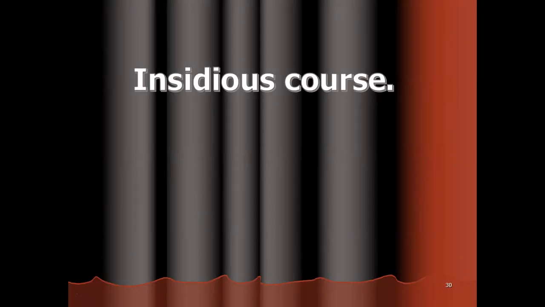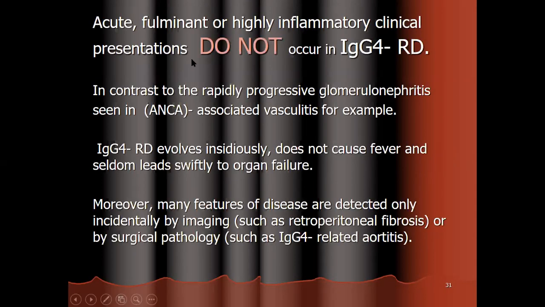One of the main features of the disease is insidious course. Acute, fulminant, or highly inflammatory clinical presentations do not occur in IgG4-related disease, in contrast to the rapidly progressive glomerulonephritis seen in ANCA-associated vasculitis, for example, or the catastrophic presentation of antiphospholipid syndrome. So if the presentation is catastrophic or rapidly acute and fulminant, this is unlikely. IgG4-related disease evolves insidiously, does not cause fever, and seldom leads swiftly to organ failure.